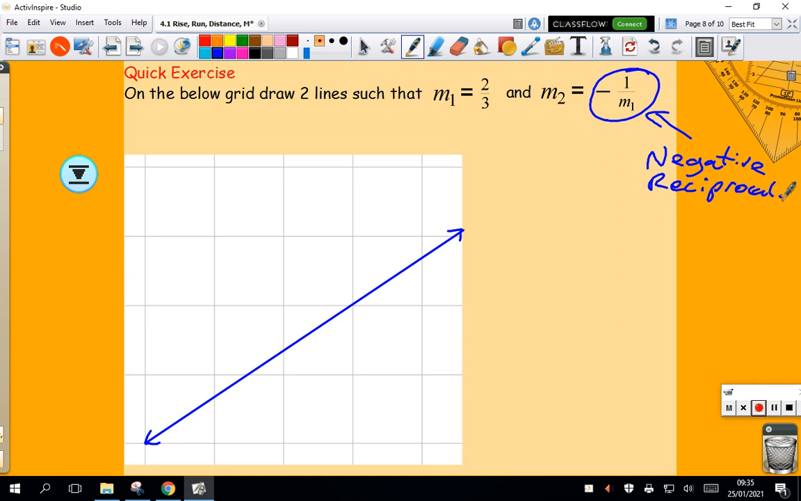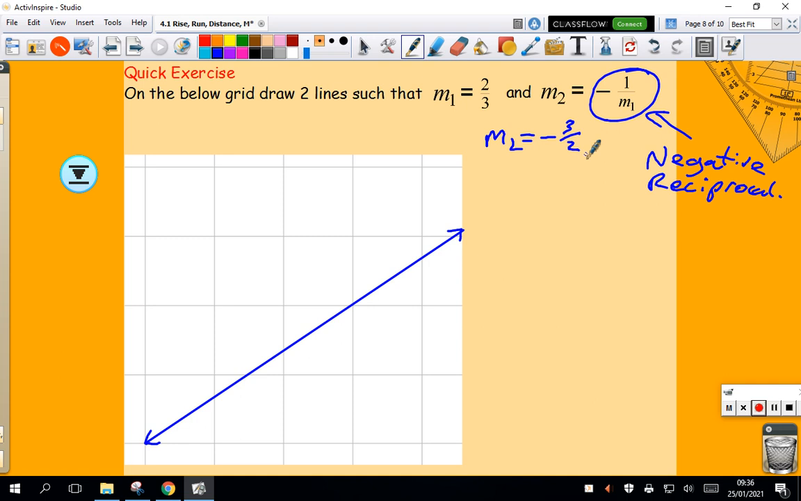So if you type into your calculator -1 over 2/3, which is m1, your calculator will tell you that -1 divided by 2/3 is actually -3 over 2. It's the negative reciprocal of the fraction 2/3. Negative because the sign has changed, reciprocal because it's flipped.